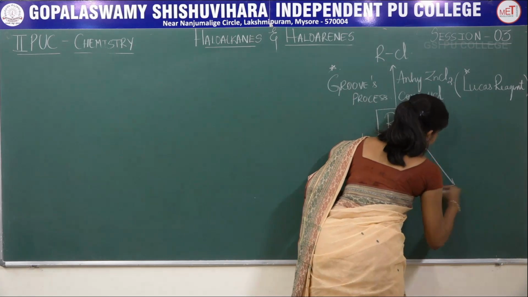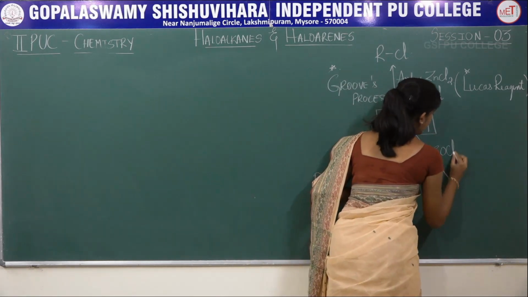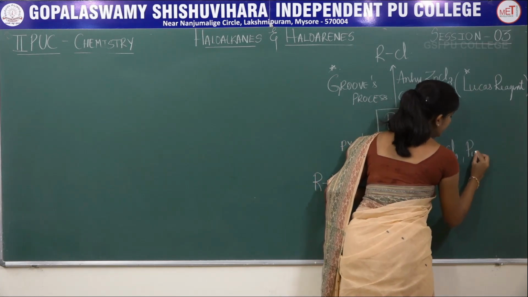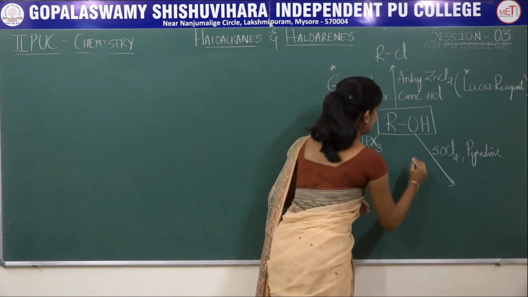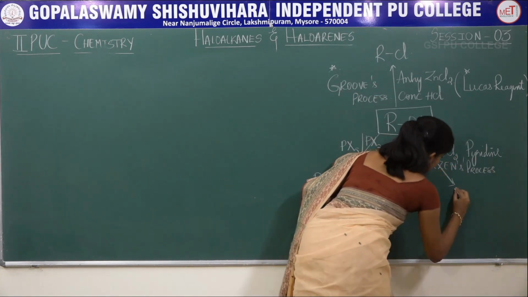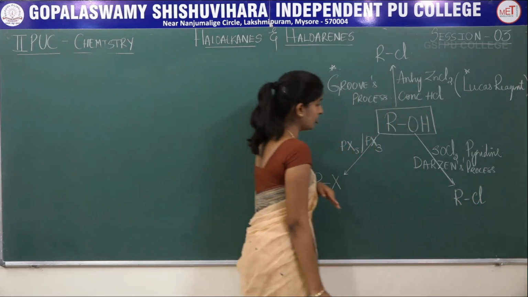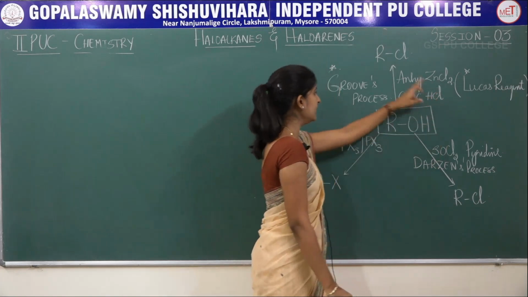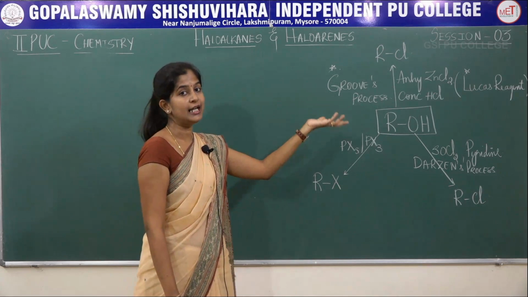And the third method is from Darzens process. The reagent is thionyl chloride in the presence of pyridine. It's an organic base; I'll be telling what the importance of that is. And the name is Darzens process. You get your RCl, that is, chloroalkanes are obtained. So these are the 3 main methods wherein you convert your alcohol into haloalkanes.